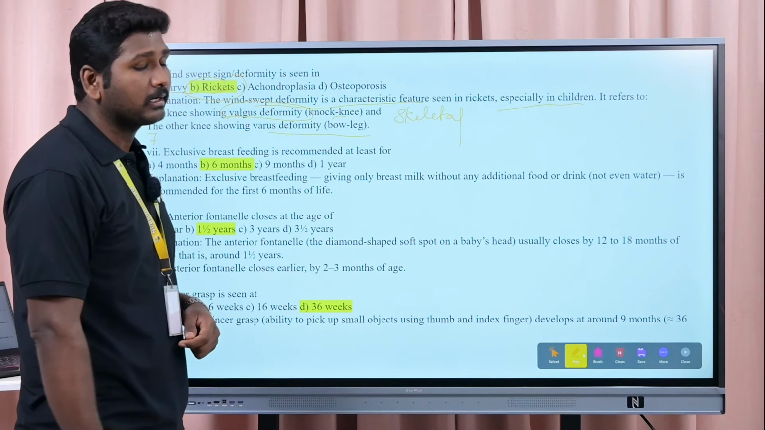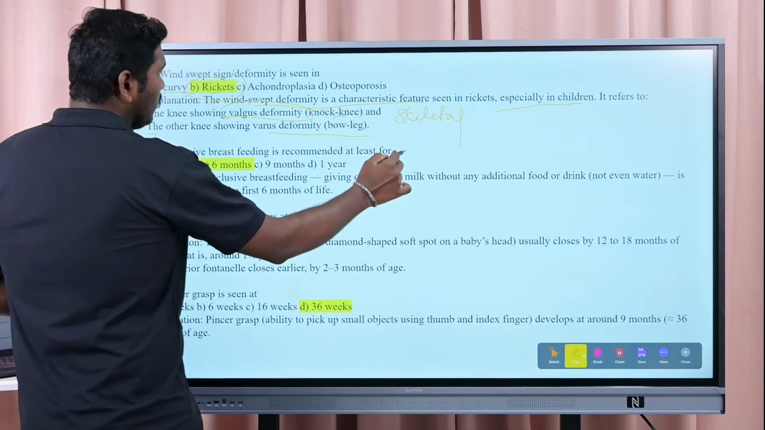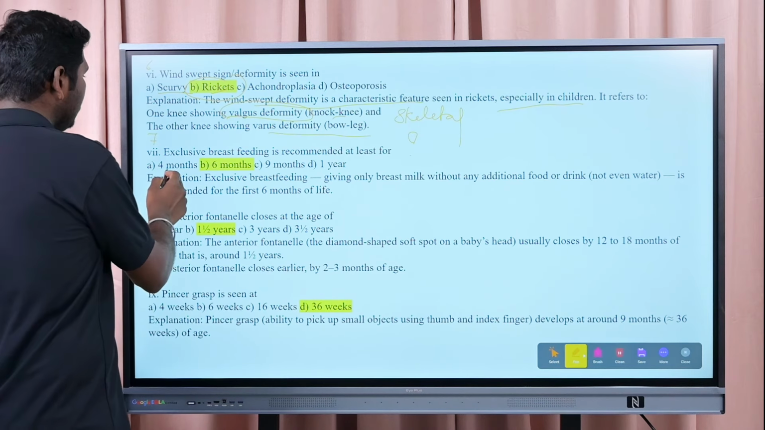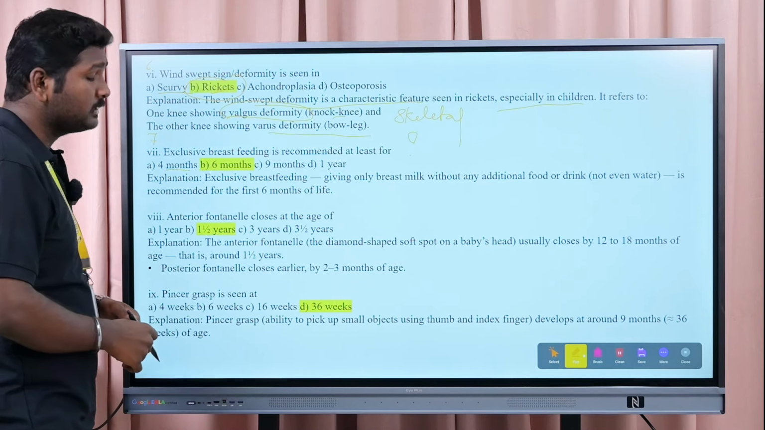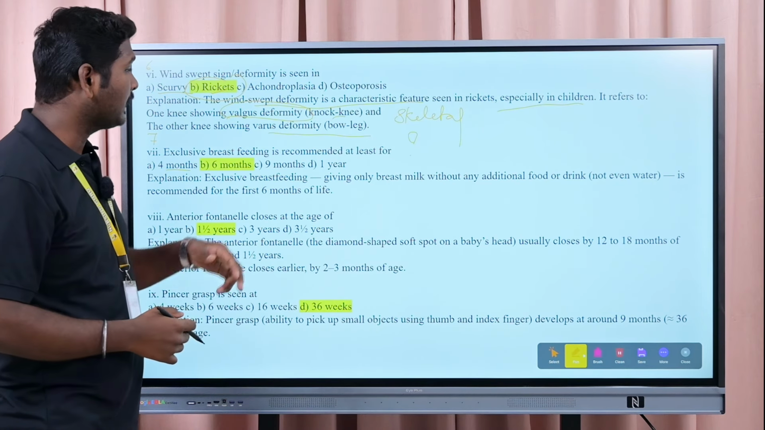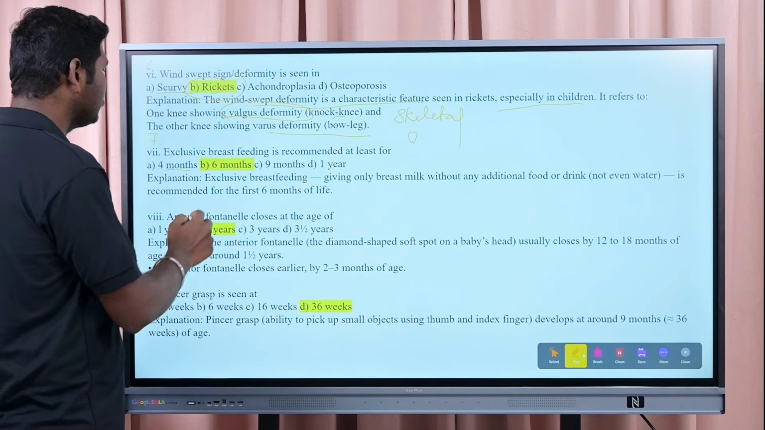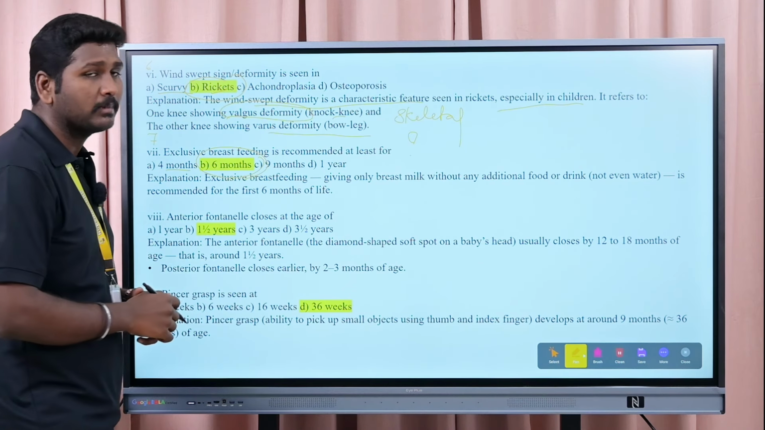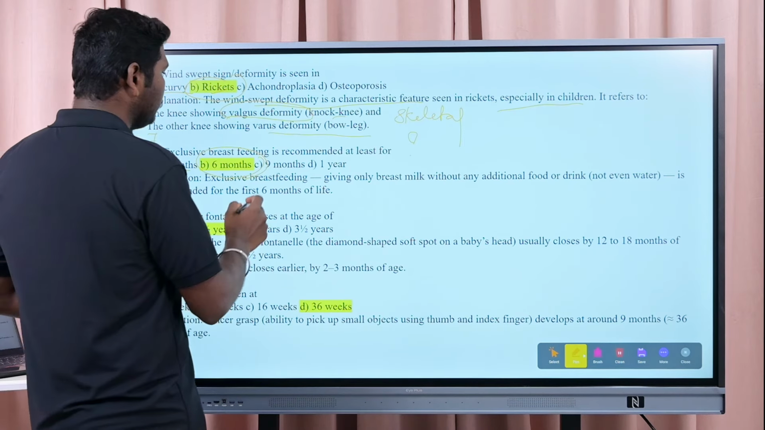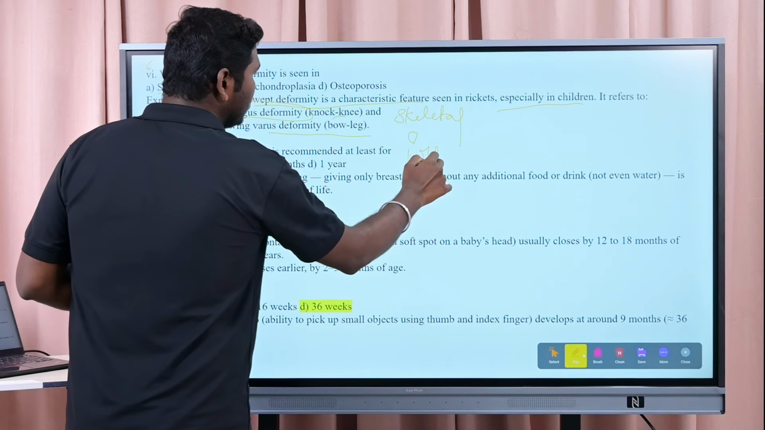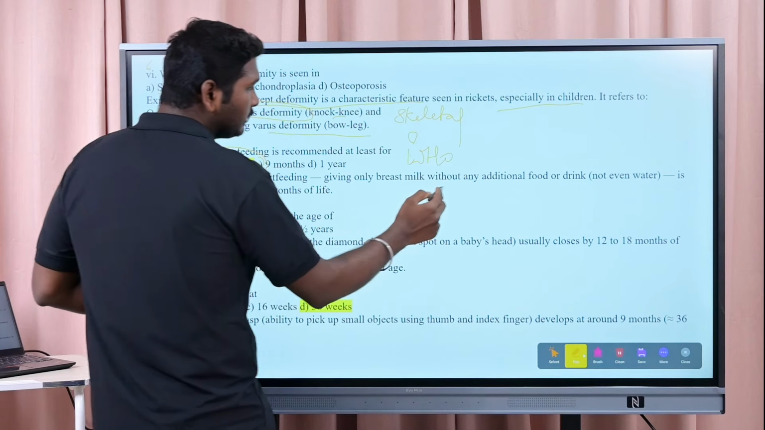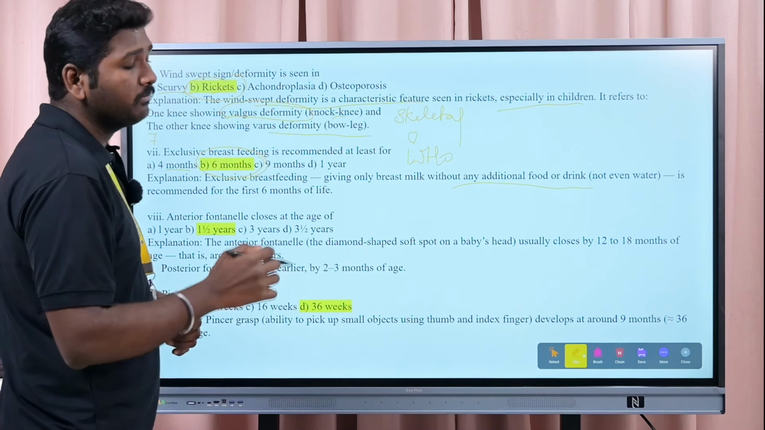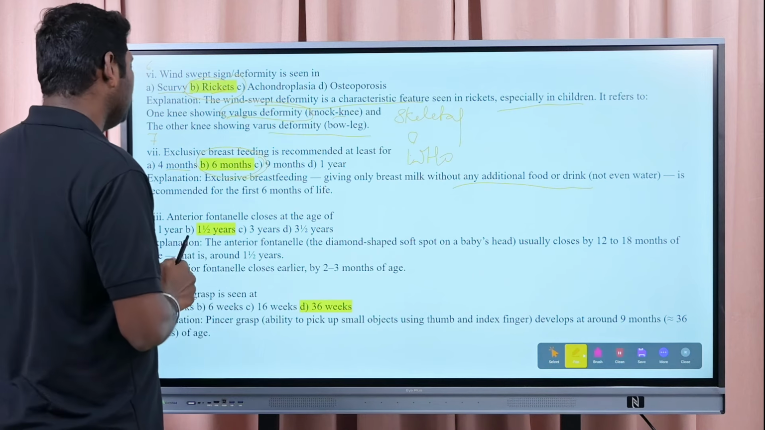Exclusive breastfeeding is recommended at least for how many months? A is 4 months, B is 6 months, C is 9 months, and D is 1 year. So what is the answer? 6 months. We all know that exclusive breastfeeding is recommended at least for 6 months, which is completely recommended by the WHO. We should not give any additional food or drink, not even water, to the baby or the child.